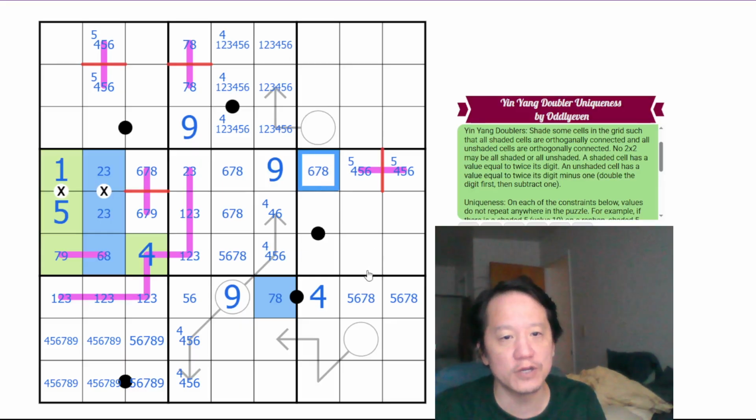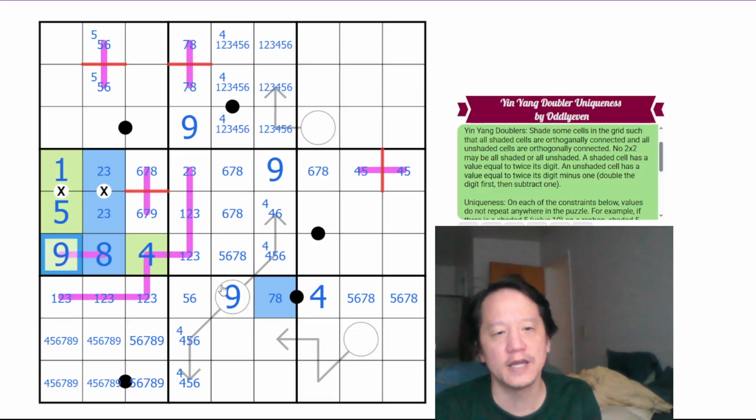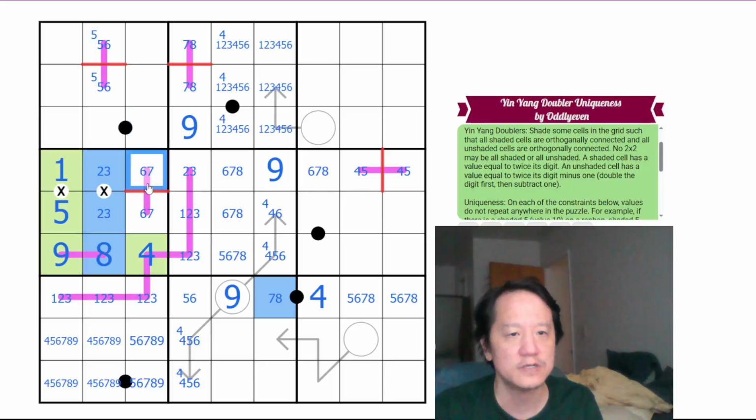4 eliminates 4 here. Well, where is 4 in row 4? It has to be here. So this is a 4-5 pair here, which means the other one cannot be 4-5. It must be 5-6 as a pair. That eliminates 5 and 6 in the rest of the column. This can't be 6, so it's 8 and 9. 8 would be value 16. 9 doubled, 9 times 2 minus 1 is 17. So then this has to be 6 and 7 as the only digits.